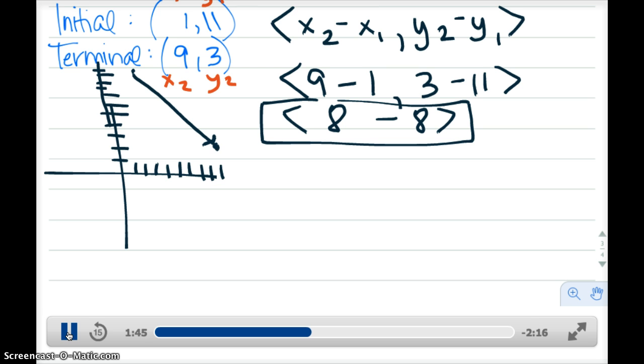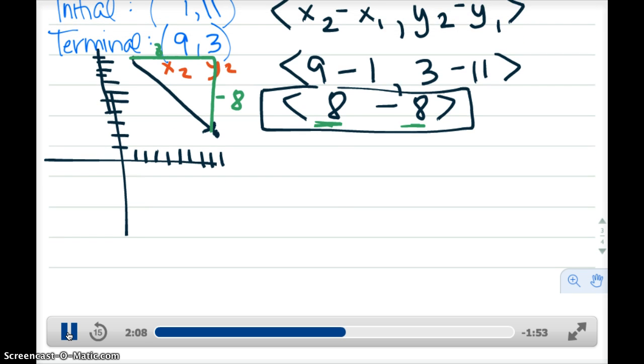So what I'm really trying to find here in the component form is how this vector is changing. So if I look at 8, that means the horizontal change. And if I look at my vector, it definitely looks like it goes over 8, and then it goes down 8. And there's my vertical. So you can see these show up in the picture.